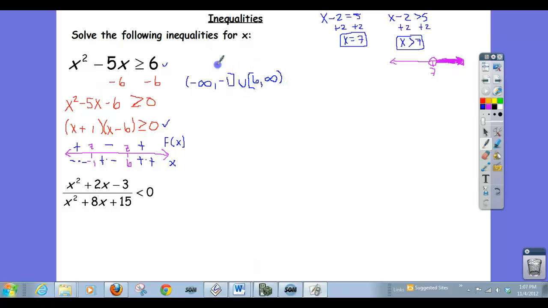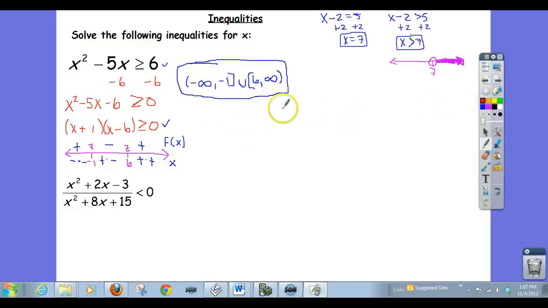Hard bracket on the 6. There is the answer. Okay, notice it's an interval of answers. It's a range of x values, not just one x value. Any of the values less than -1, including -1, and bigger than 6, including 6, work.